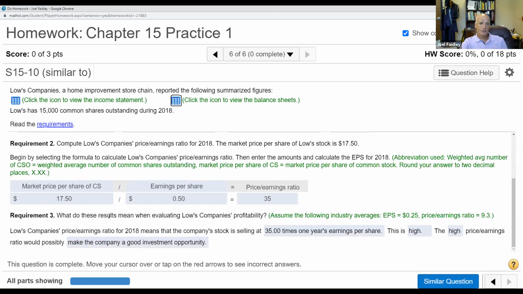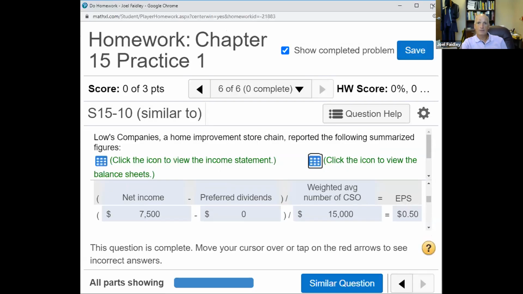All right, and then number 3, I just talked about what I just talked about, so you can read that for yourself. All right, so that is practice set 1. Once again, it stops my screen share. Let me find practice set 2.